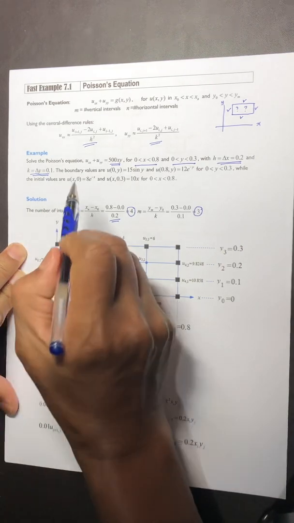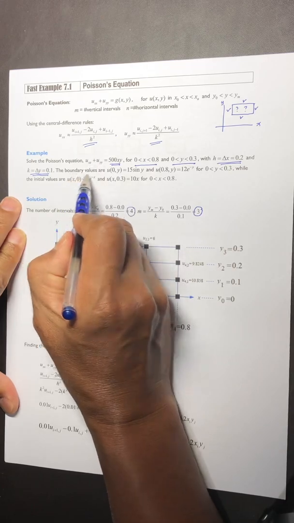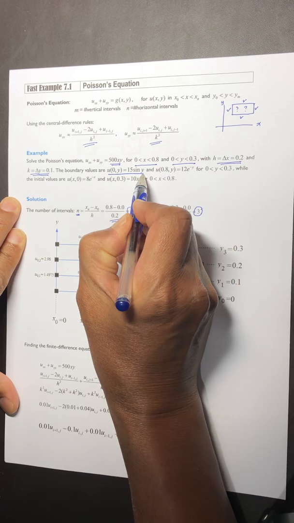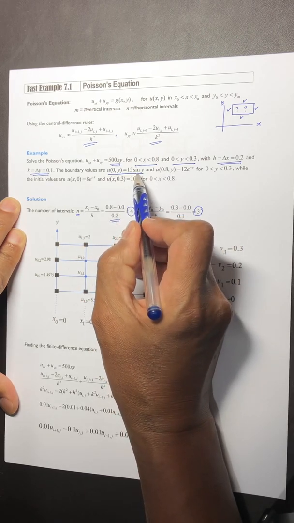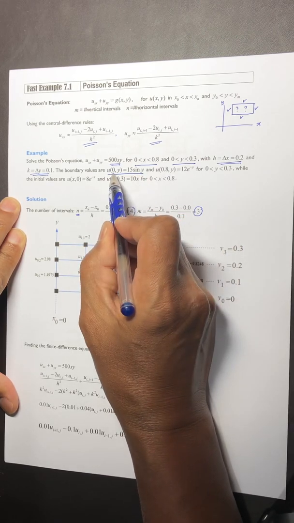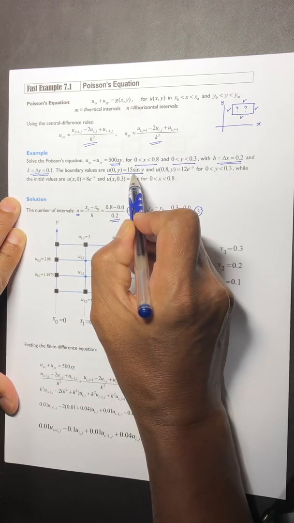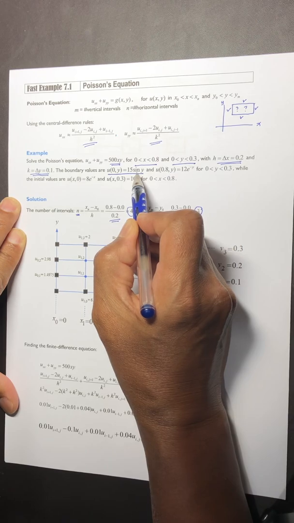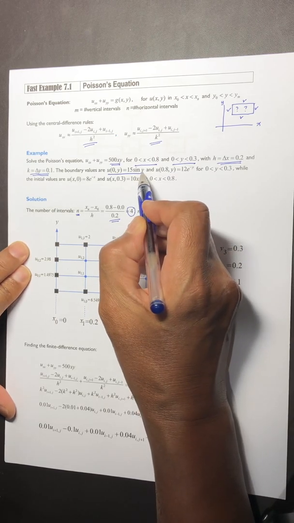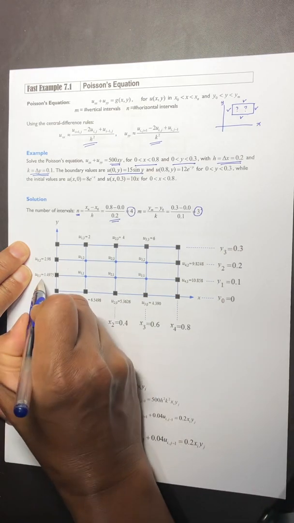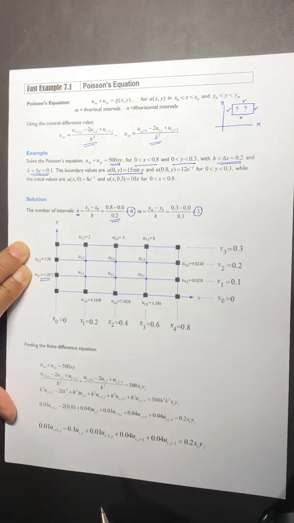Next is to determine the boundary values. The boundary values are given here. U of 0, y is given as 15 sine y. That means x is 0, which is this line here. The equation is 15 sine y, so we put in the values of y. The first value of y is 0.1. So we put it here, and we get the first value, U01, which is 1.4975.